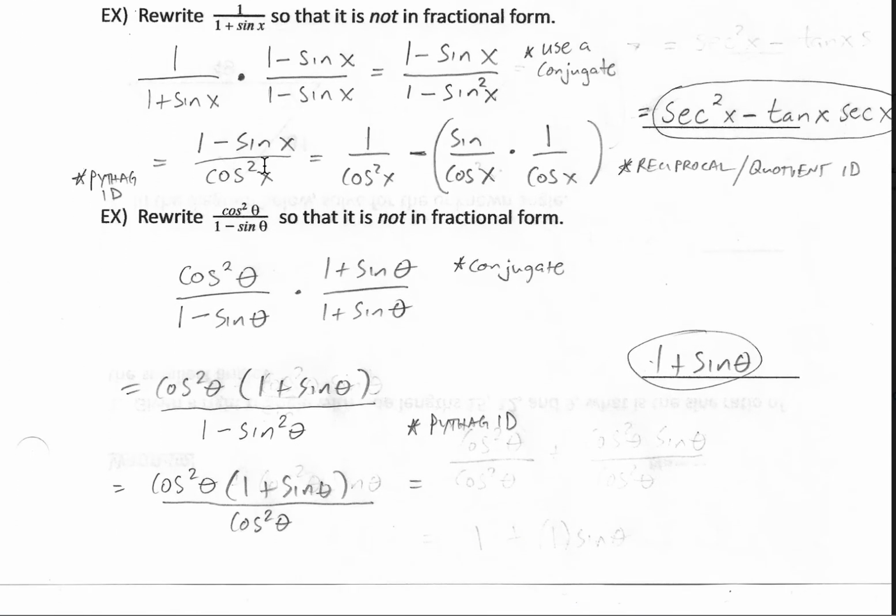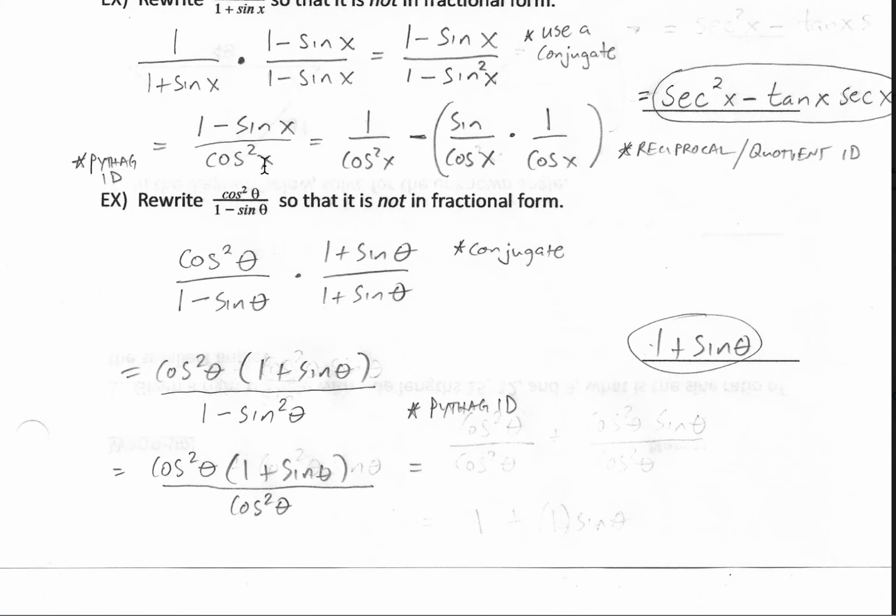All right, you got one more there to practice that technique of using the conjugate. Go ahead and pause the video if you need to and try and work it out on your own first. All right, here we're looking at the denominator. I see 1 minus sine. Its conjugate would be 1 plus sine. If I multiply top and bottom by the conjugate.